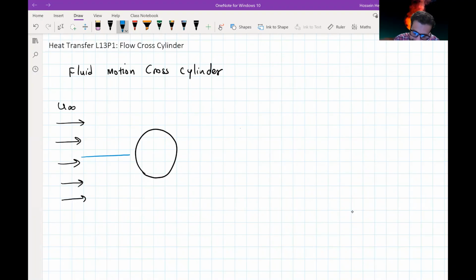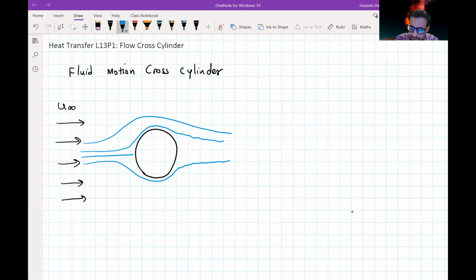So we would have this fluid stream forming a boundary layer, and there is a point where this boundary layer separates from the cylinder, and it's because of the adverse pressure gradients that happen. So these are the flow streams around this cylinder.